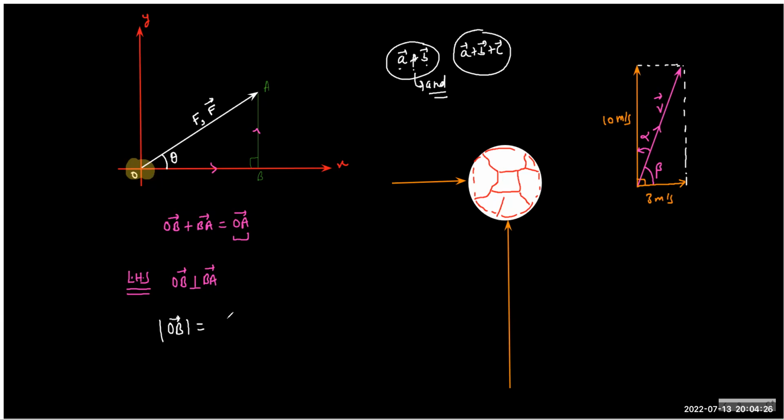Which trigonometric identity will help you in getting OB? So cos. F cos theta. Very good. Cos theta. Very good. So F cos theta is what?